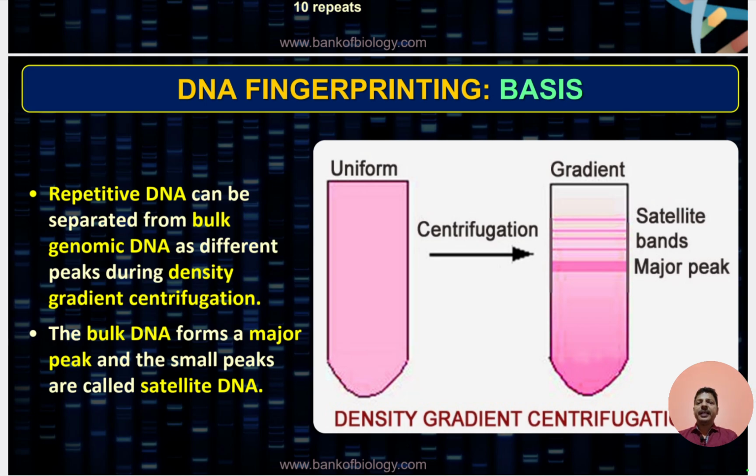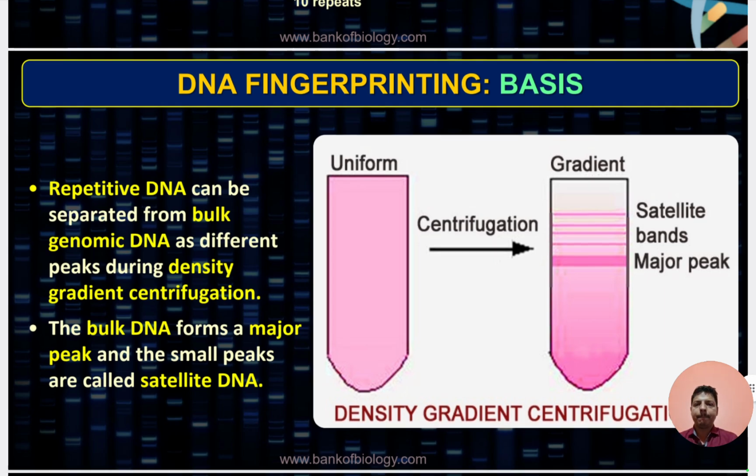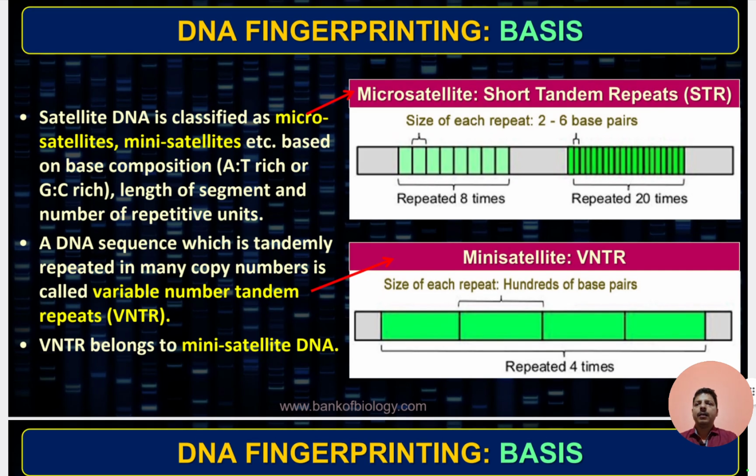Repetitive DNA can be separated from bulk genomic DNA as a different peak during density gradient centrifugation. After centrifugation, the gradients show different satellite bands and a major peak. The bulk DNA forms a major peak and the small peaks are called satellite DNA. Satellite DNA is classified as microsatellites, minisatellites, etc., based on base composition (AT rich and GC rich), length of segments, and number of repetitive units.